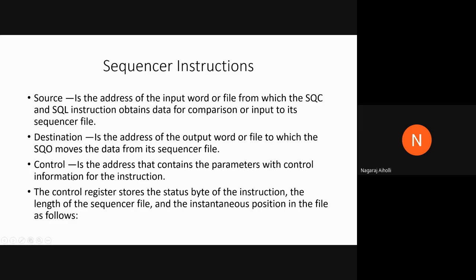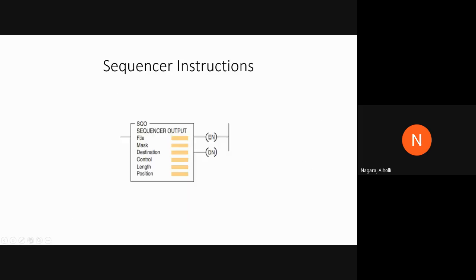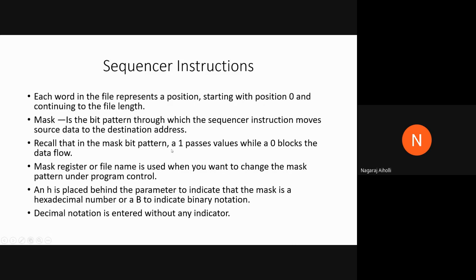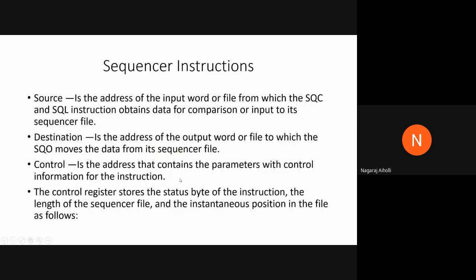As we are seeing here, we are discussing all of this: file, mask, destination, control, length and position of the sequencer output block, the SQO block. Control is the address that contains the parameters with control information for the instruction. The control register of the control data consists of the status data, the length data and the position data.